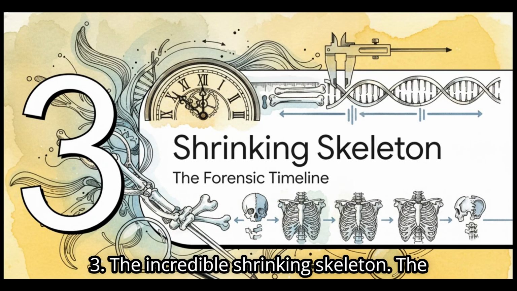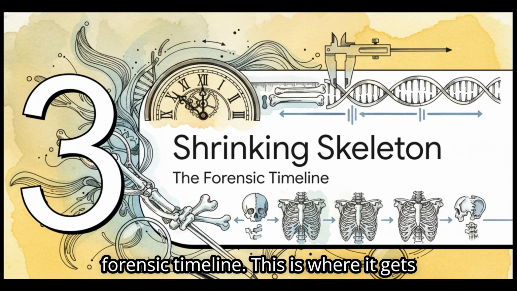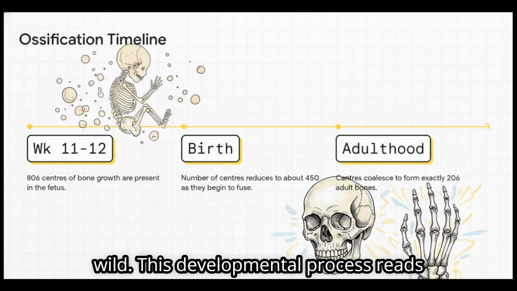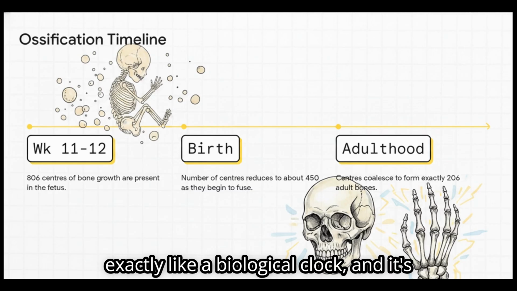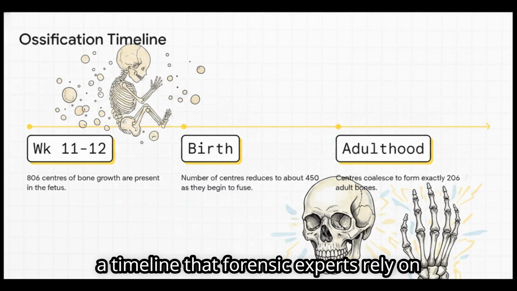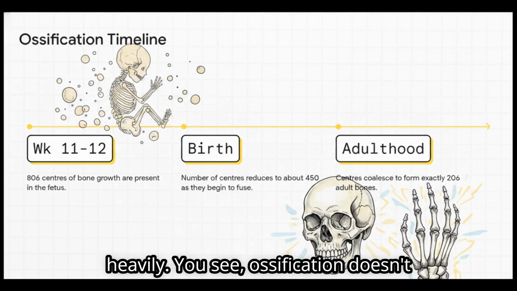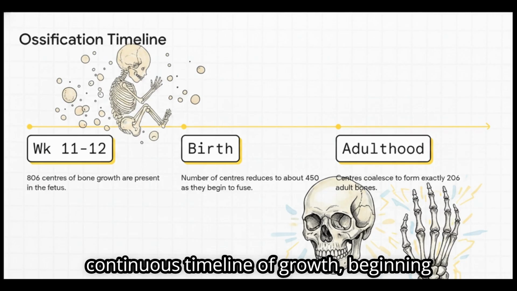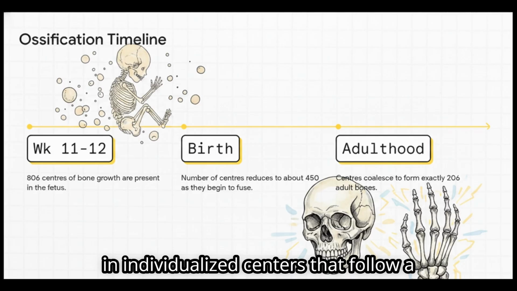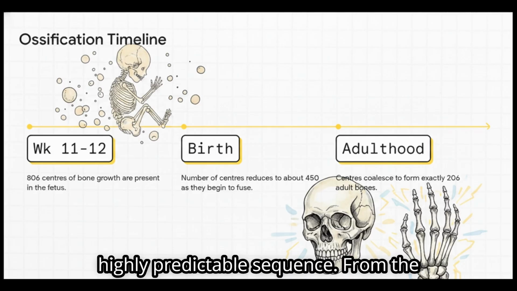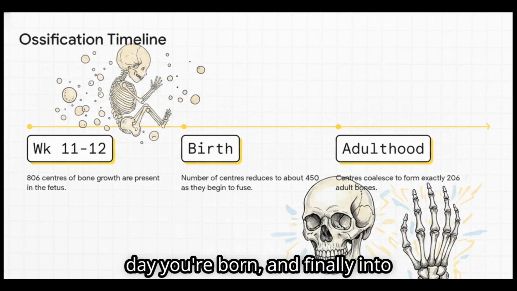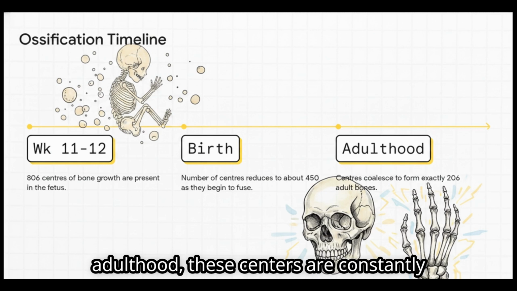Section 3. The incredible shrinking skeleton. The forensic timeline. This is where it gets wild. This developmental process reads exactly like a biological clock, and it's a timeline that forensic experts rely on heavily. You see, ossification doesn't just happen all at once. It builds this continuous timeline of growth, beginning in individualized centers that follow a highly predictable sequence. From the 11th to 12th week in the womb to the day you're born and finally into adulthood, these centers are constantly fusing together over time.